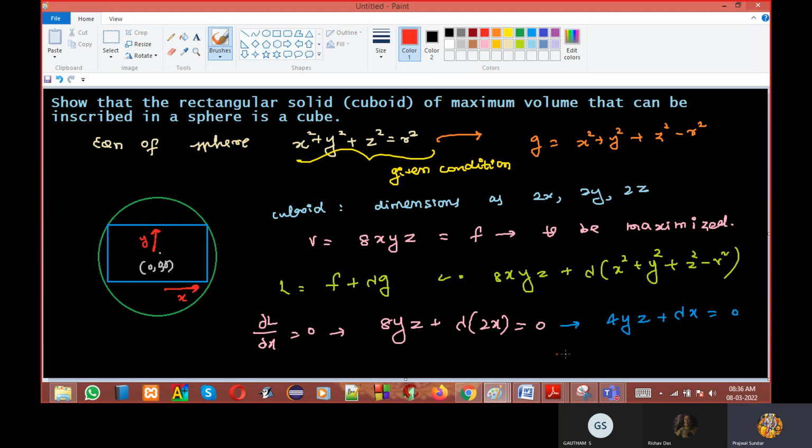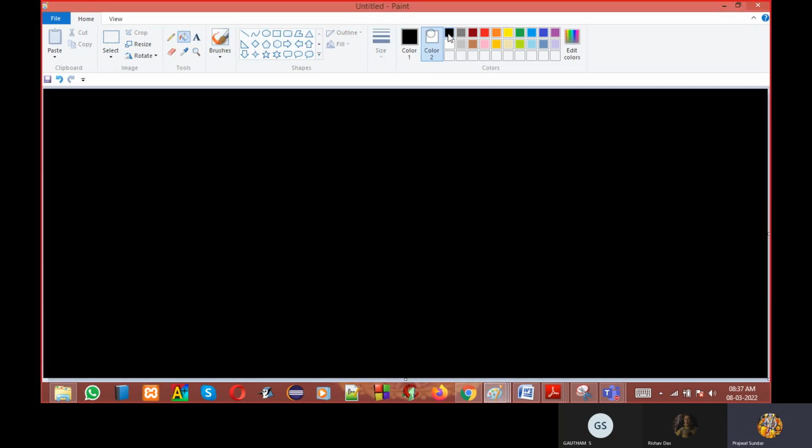If you simplify this further, I'll write 4xyz plus lambda x squared equal to 0. I'm doing manipulation: multiplying by x here, and dividing by 2 there. So from dou L by dou x equal to 0, I'm getting condition 1: 4xyz plus lambda x squared equal to 0.